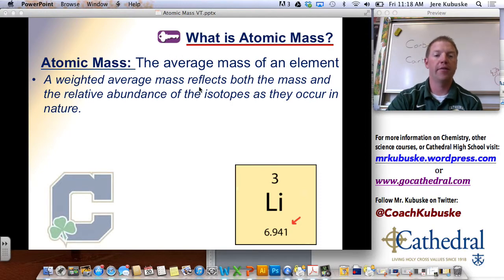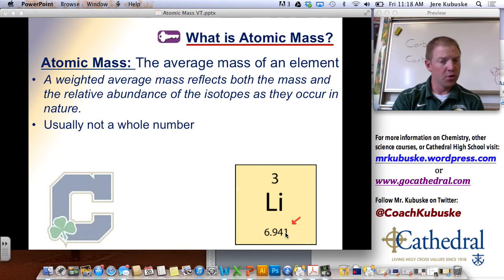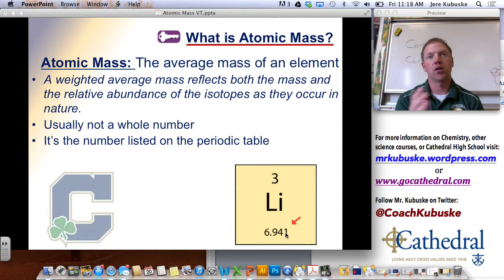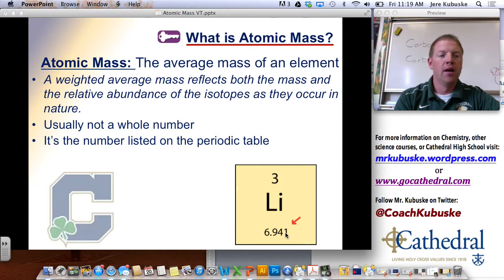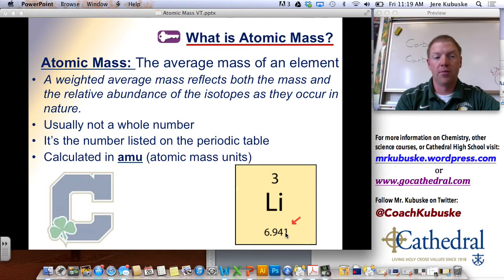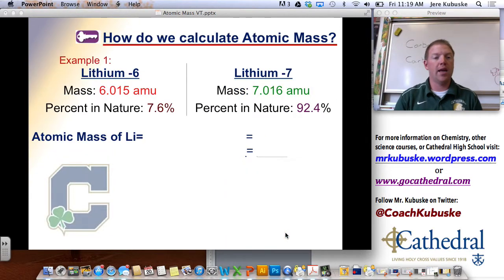So it's a weighted average mass that reflects both the mass and the relative abundance of the isotopes, which means basically that this number should be closer to the common isotope rather than just an isotope. It's usually not a whole number, with the exception of carbon-12. Okay, carbon-12 is going to be exactly 12.0. We'll talk more about that later on. It's the number listed on the periodic table, and it's always calculated in something called AMUs, which stands for atomic mass units. Okay, so let's do an example quickly together.